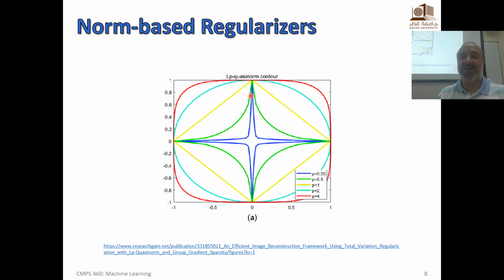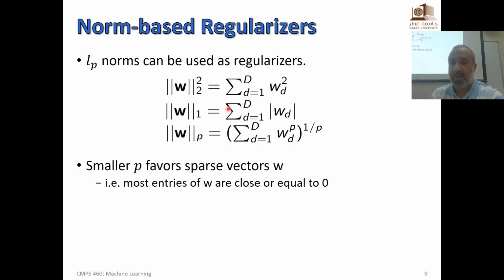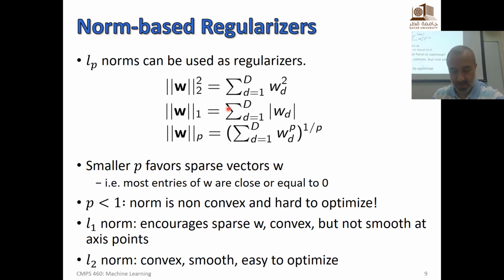But at least that figure can show you that this one, for example, is not smooth. Okay? Any question up to this point? Yes. Can you explain again why it's harder for P to be less than 1?